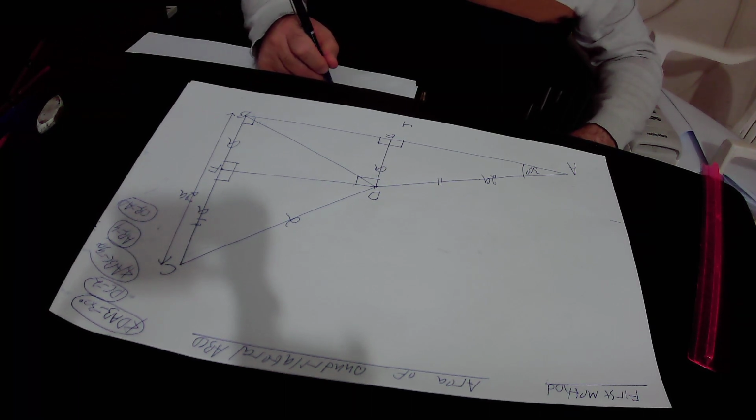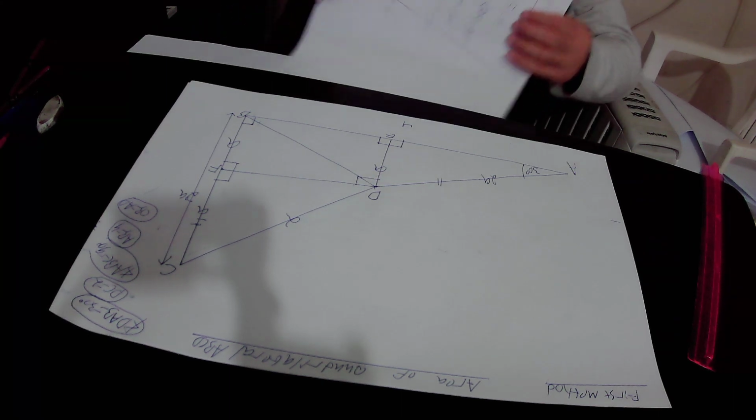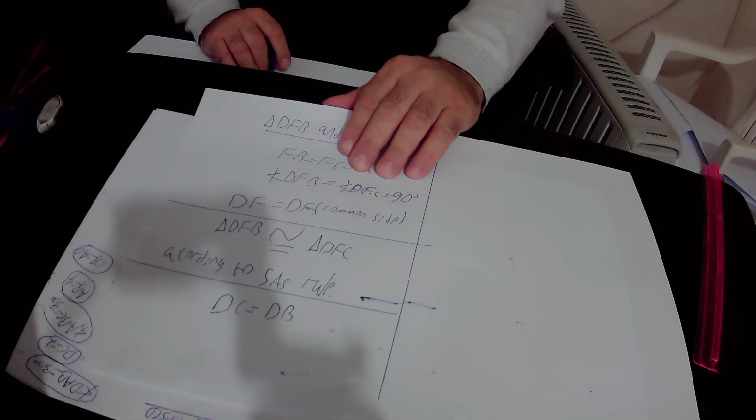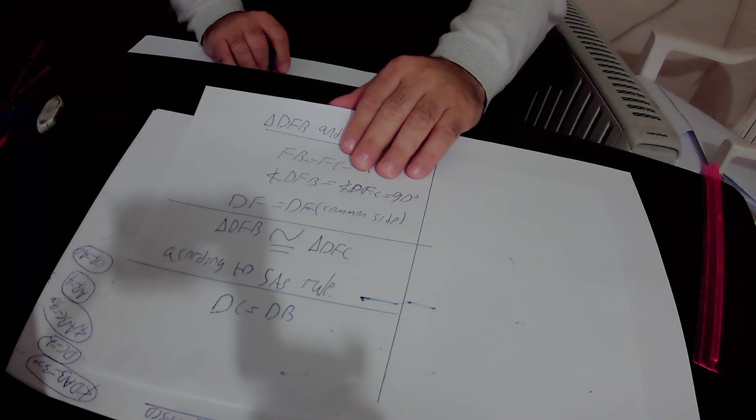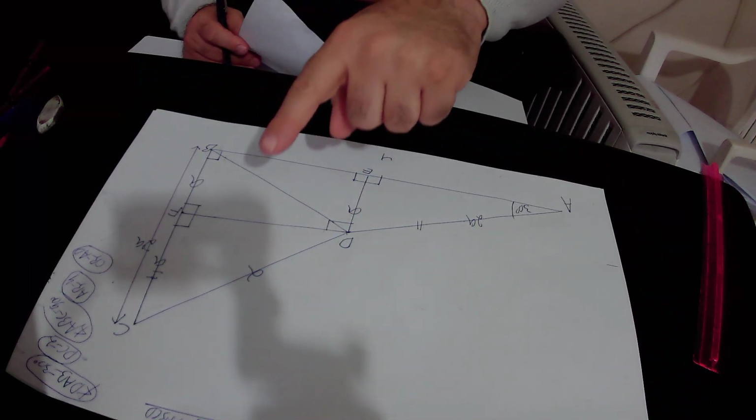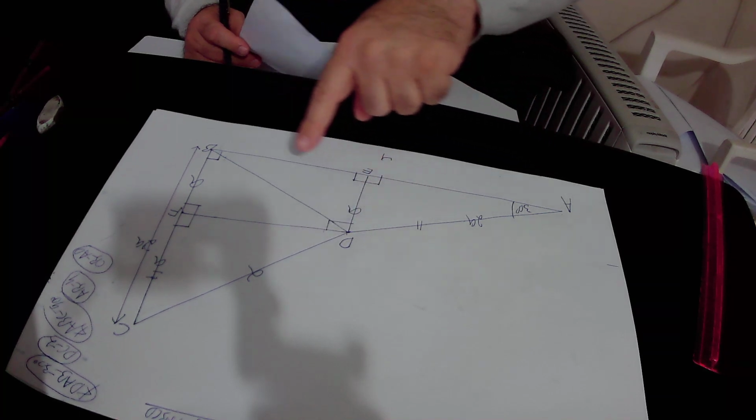DC equals DB according to the rule that corresponding sides in congruent triangles are equal to each other. Those two triangles are congruent to each other, therefore the corresponding sides, that is to say DC and DB, will be equal to each other.